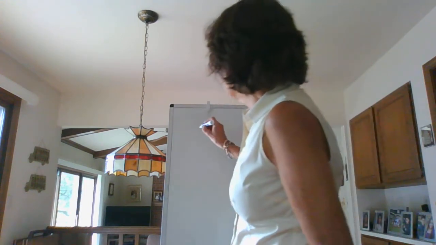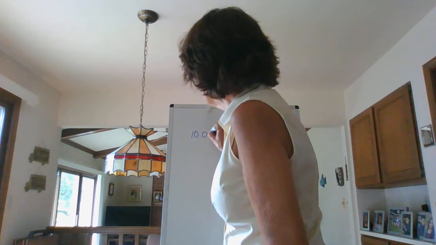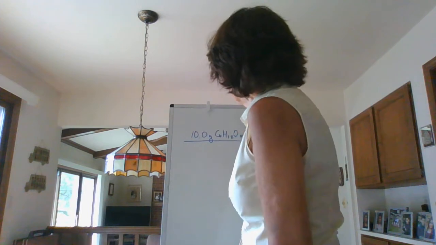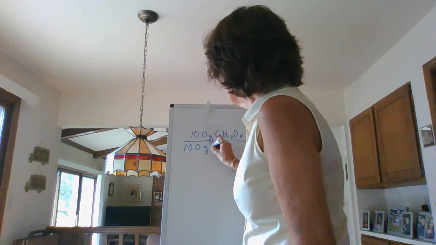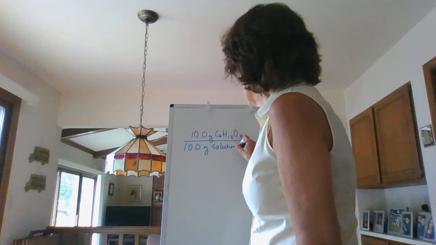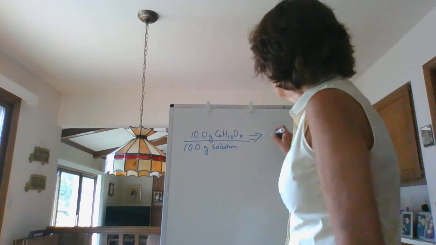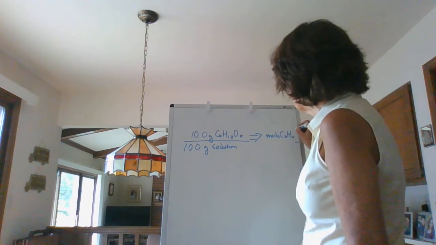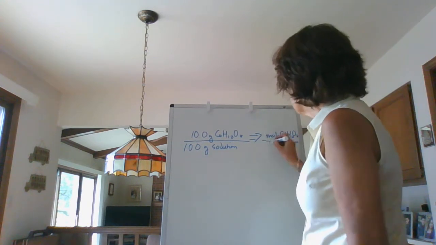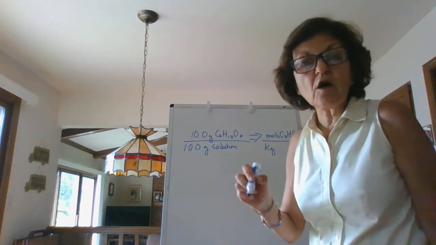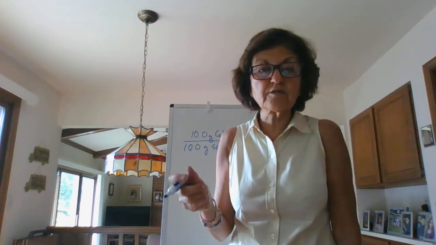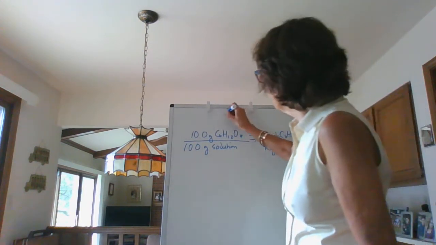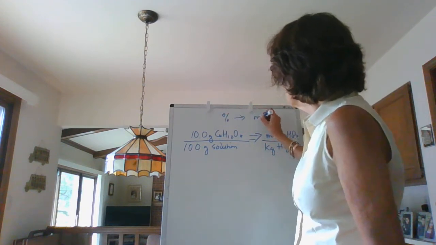We have, remember, it's a 10%. So 10.0 grams of glucose per 100 grams of solution. And what units do I want to change this to? I want to change it to moles of glucose, moles C6H12O6, over kilograms of solvent. What is the solvent? Remember, this was an aqueous solution, so kilograms of water. That's what I'm looking for. So I want to go from percent to molality.